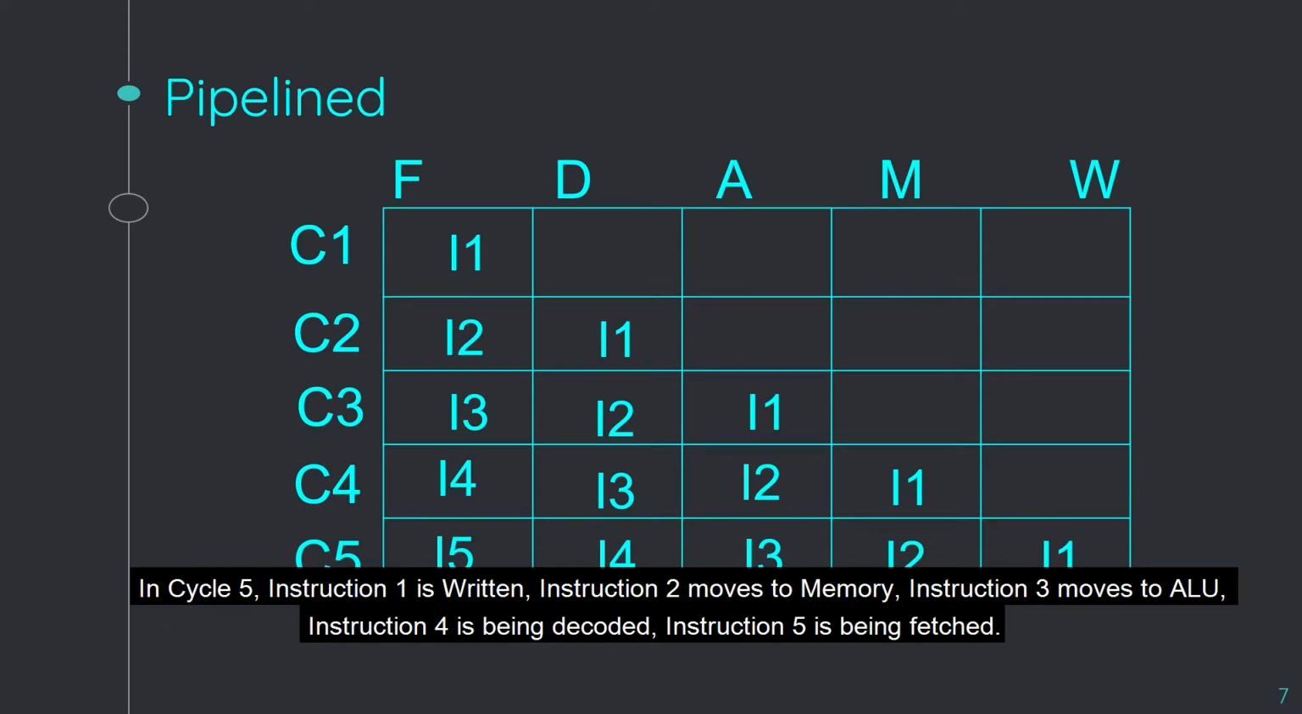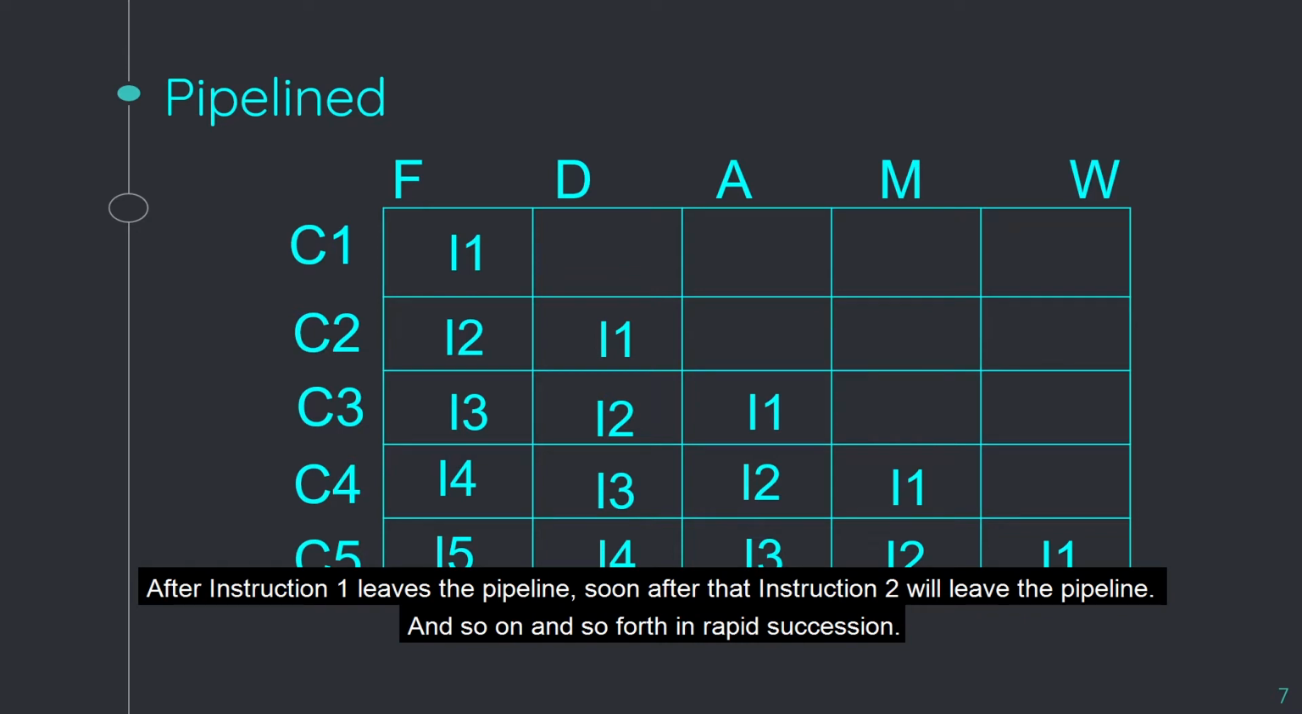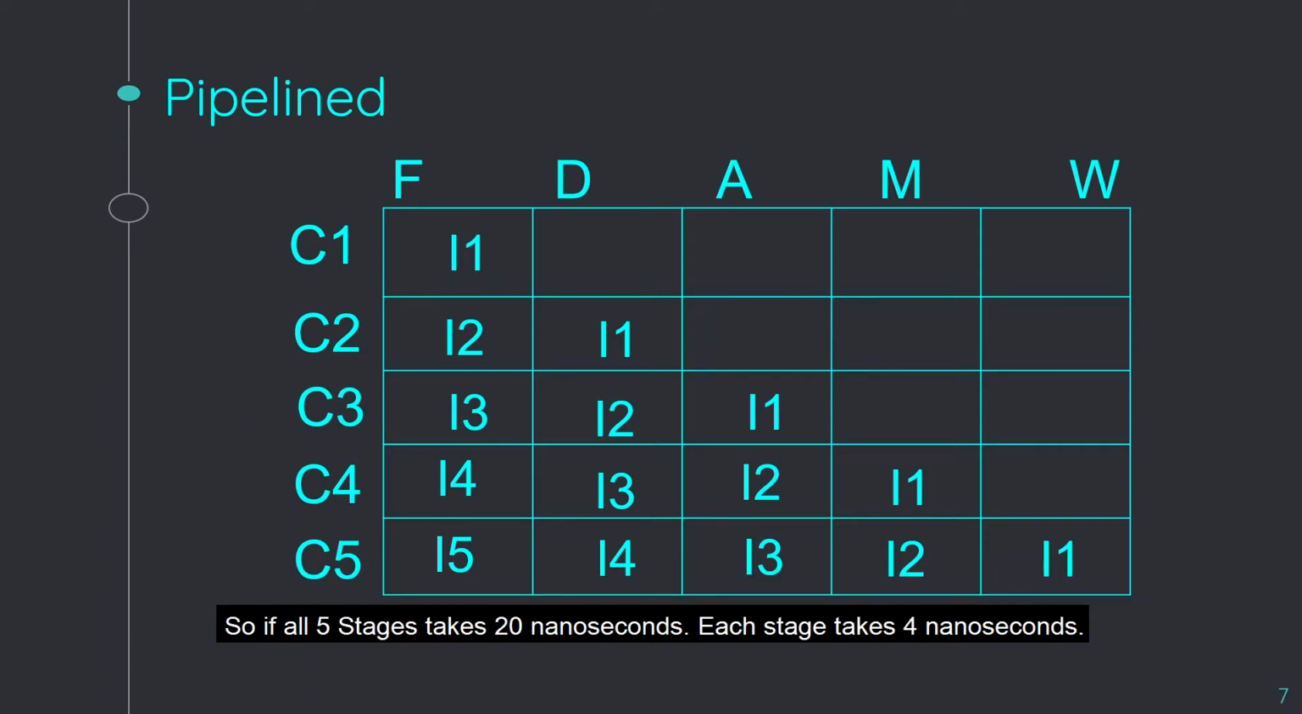In cycle 5, instruction 1 is written, instruction 2 moves to memory, instruction 3 moves to the ALU, instruction 4 is being decoded, instruction 5 is now being fetched. After instruction 1 leaves the pipeline, soon after that instruction 2 will leave the pipeline and so on and so forth in rapid succession. So if all 5 stages take 20 nanoseconds, each stage takes 4 nanoseconds.